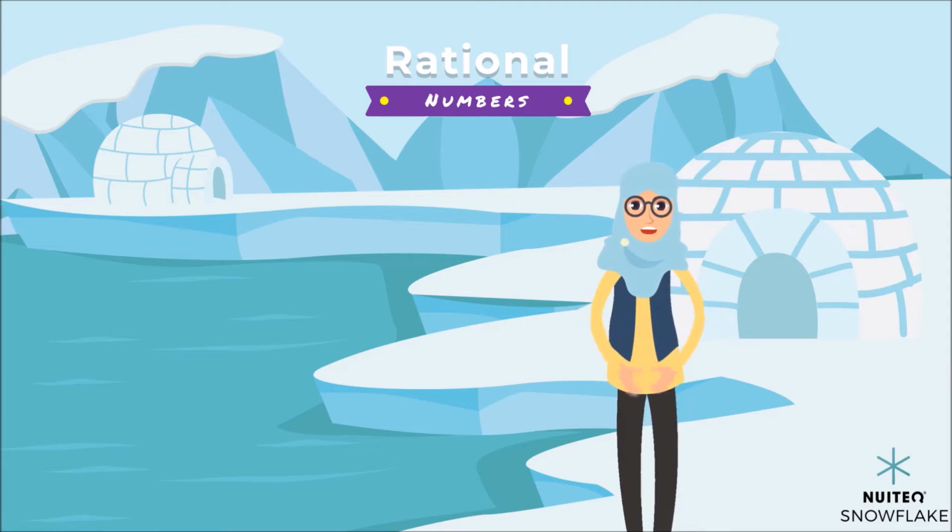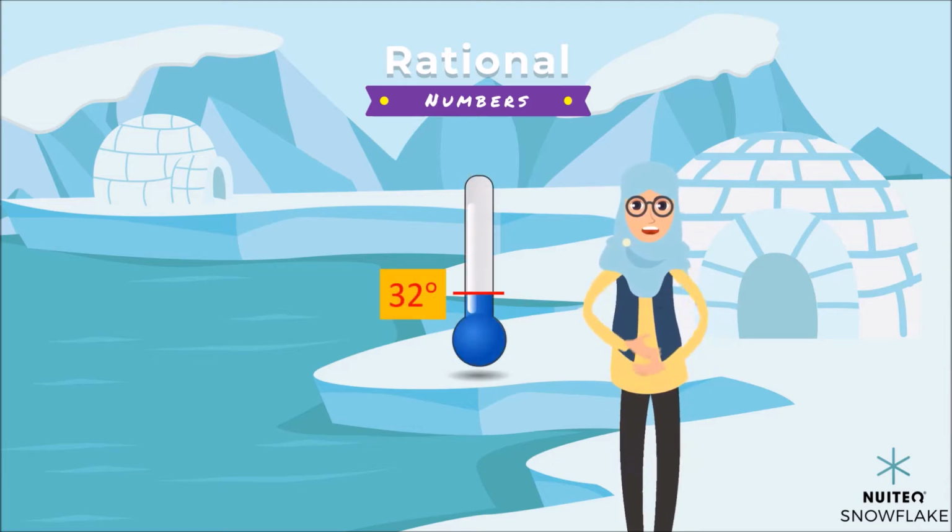I'm a video journalist, and right now I'm preparing a documentary about operations with rational numbers. So, I came to the North Pole to learn more about these concepts. For example, the temperature outside is 32 Fahrenheit. Keep in mind that this is what summer looks like in here. As you can see, 32 is a rational number. So, let's investigate more about these concepts.